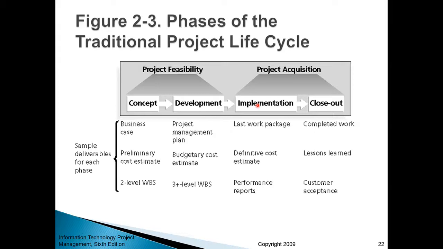Implementation phase, this is when you go ahead and implement the project. So you have definite cost estimates, you have performance reports, you have work packages, and then the closeout phase. What you do during the closeout phase is you formally deliver the project, you ensure customer acceptance, and then you try to learn something for yourself as well, meaning each project needs to be a learning mechanism so that you improve your performance as a project manager, and you improve the performance of your team members next time you work on a project. So those are the high-level steps.